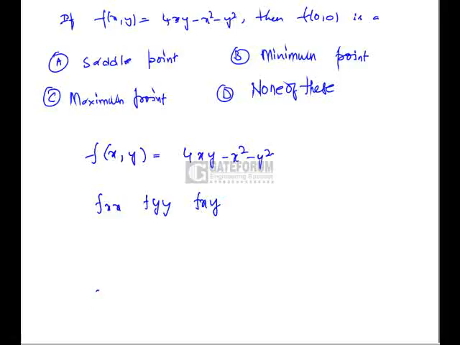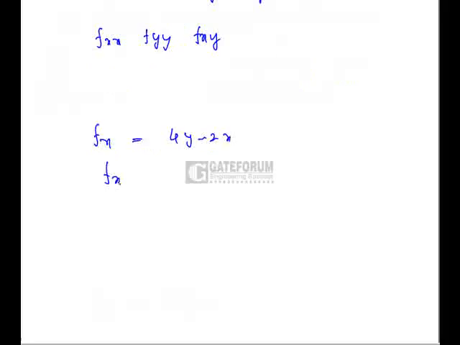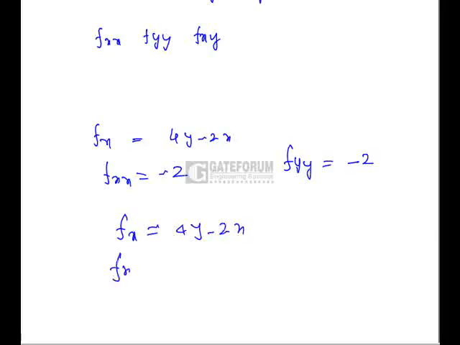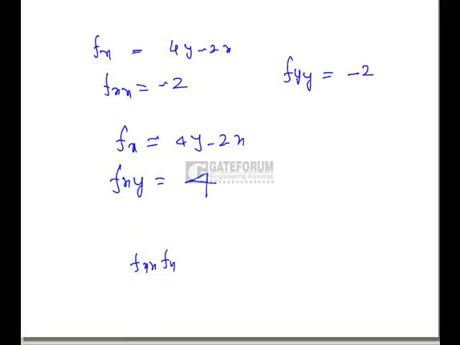Now, here fx is nothing but 4y minus 2x and fxx is nothing but minus 2. Similarly, fyy, if I differentiate the function twice with respect to y, it will be minus 2. And fx is already 4y minus 2x, and fxy, if I differentiate, it will be 4. Now, let us take the relation fxx into fyy minus fxy whole square. If this is less than 0, then the function will have a saddle point.